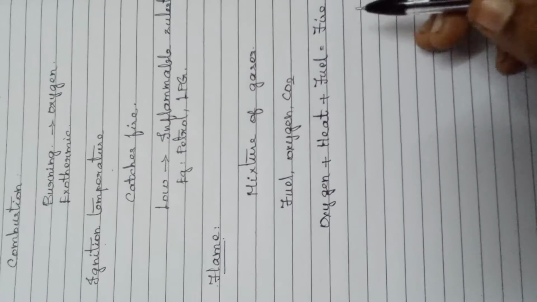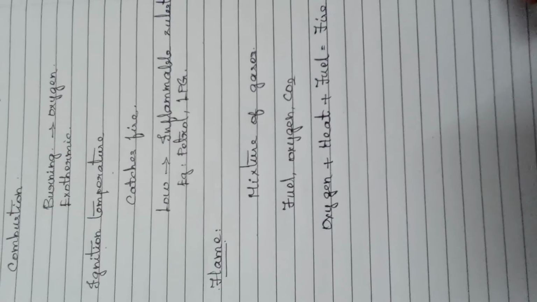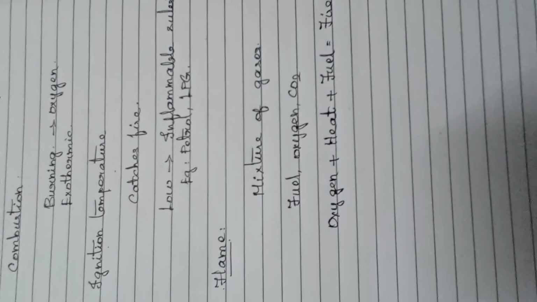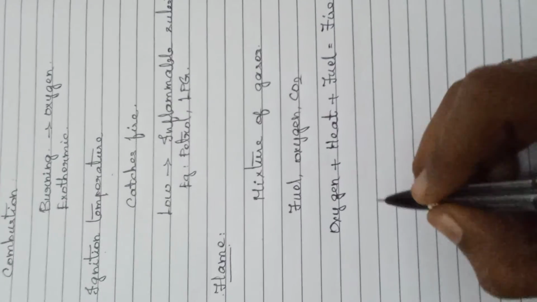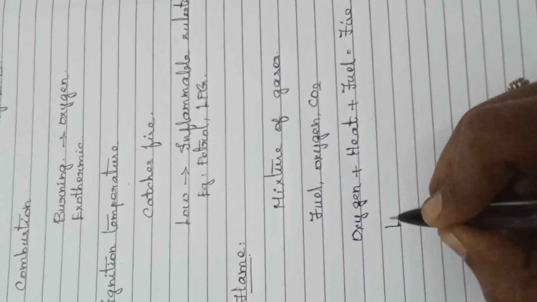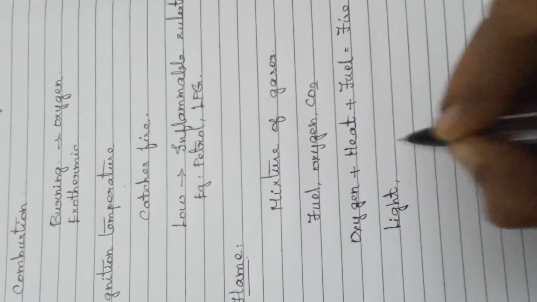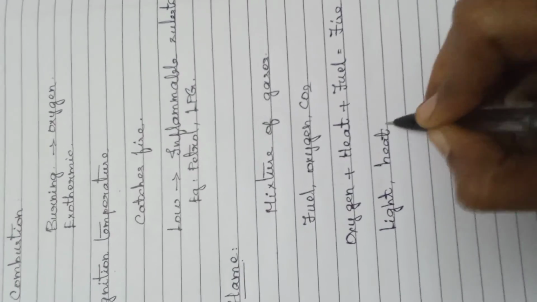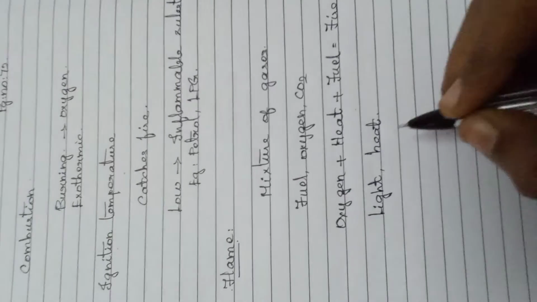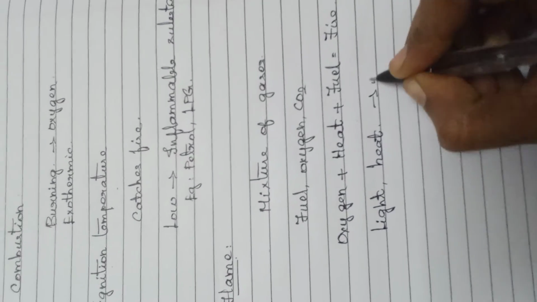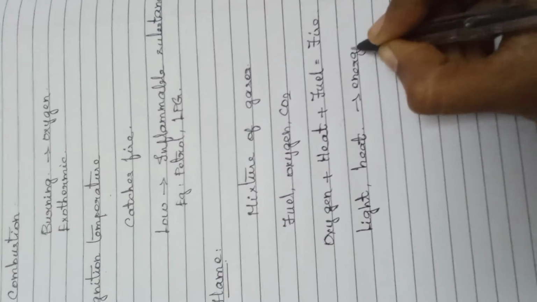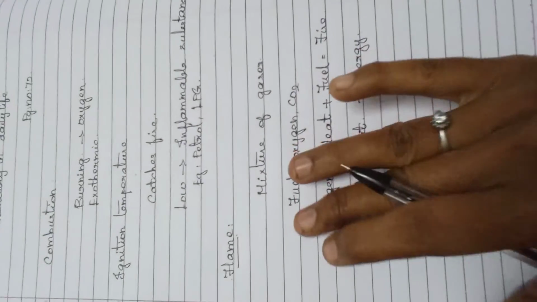Mostly during a flame, the energy produced is light and heat. That is called energy. How is it produced? While it is burning, we can see the light and also feel the heat. These two we can realize. That is what is called energy, which is produced during the flame reaction.